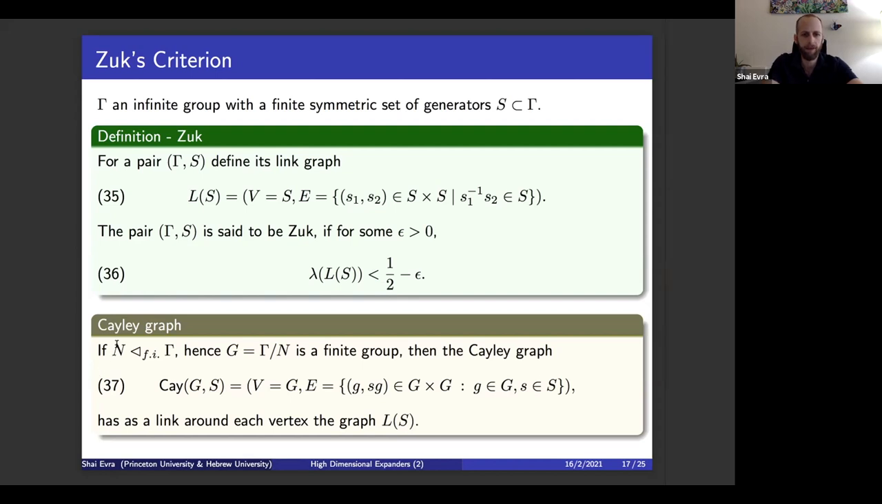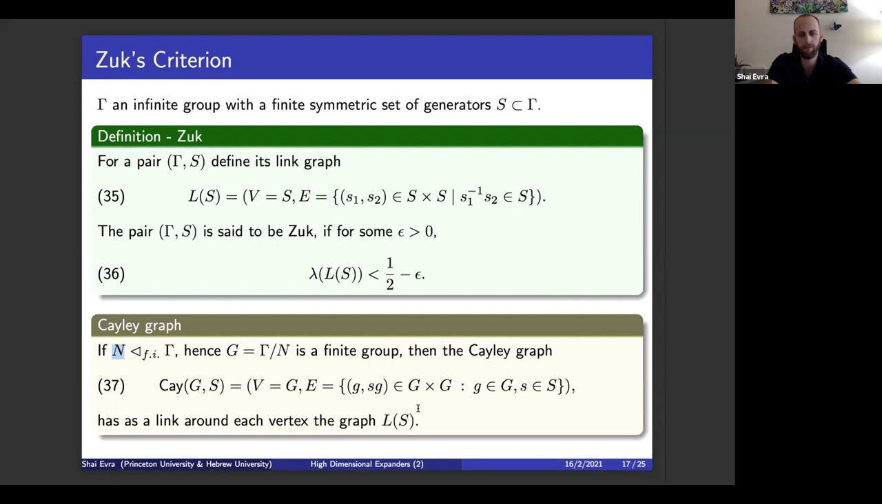And just as a reminder, the notion of Cayley graphs, and specifically for infinite groups, it's very nice to construct their associated Cayley graphs by picking a finite index normal subgroup N in gamma, making the quotient gamma mod N a finite group G, and just taking the Cayley graph of the finite group G and the set of generators S. So this is the Cayley graph.